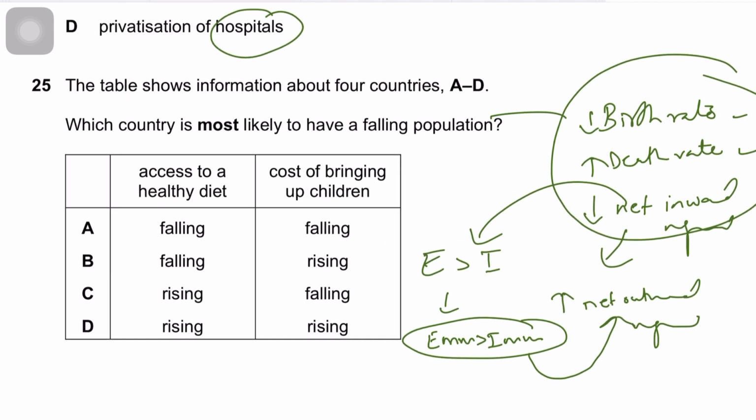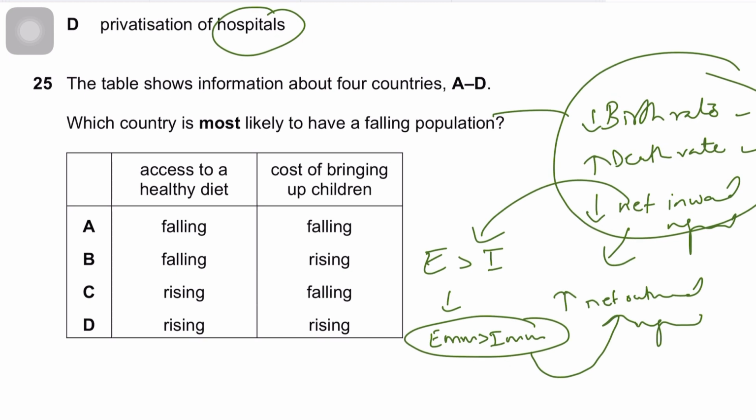According to question 25, the first column talks about access to a healthy diet. If access to a healthy diet is going down, that would definitely result in a falling population. So the answer should be either A or B. So we cross out C and D. We don't even look at them. They're not relevant for us.